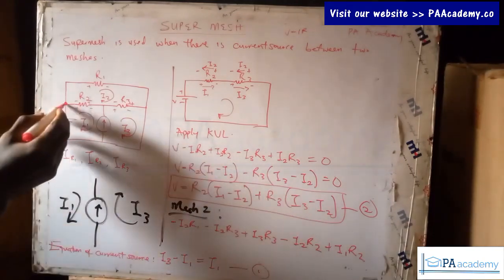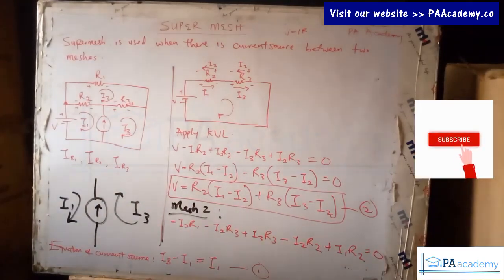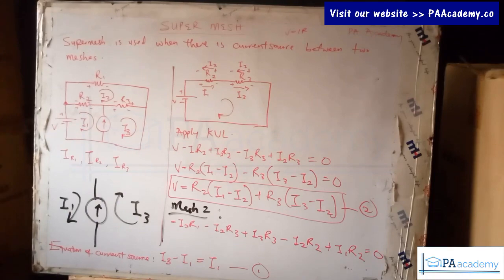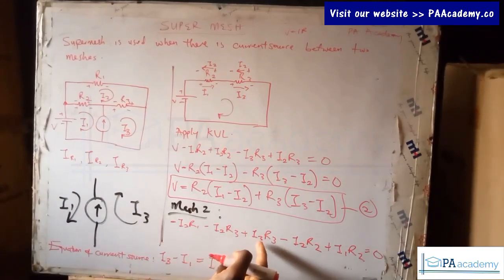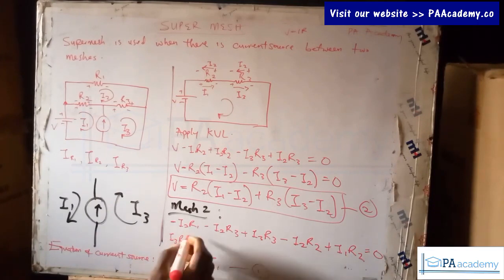Then we come back to the node where we started from. There's no other thing. Then we can say equals 0. So now let's simplify what we have here. Let's look at it closely so that we can collect like terms. In collecting like terms, we are going to have this I3 R3. So let me bring it first. We have I3 R3 plus I1 R2.